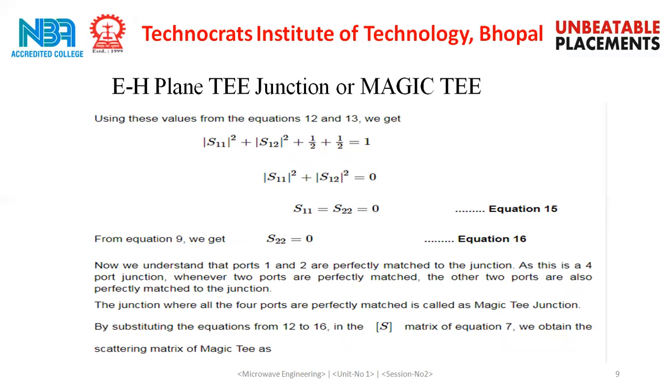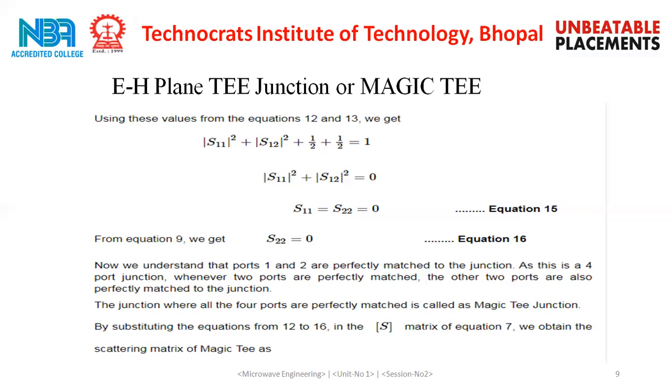Now, since S11 and S12 are equal, by using this we can directly get that S11 is equal to S22 is equal to 0. That means, see students, if we are getting S22 is equal to 0, what interpretation can we get? Since S33 is equal to 0 and S44 is equal to 0, S22 and S11 are by default coming out to be 0. This is the magic in this property.